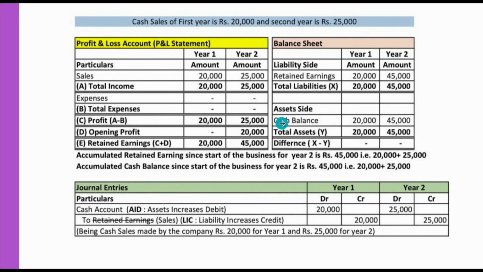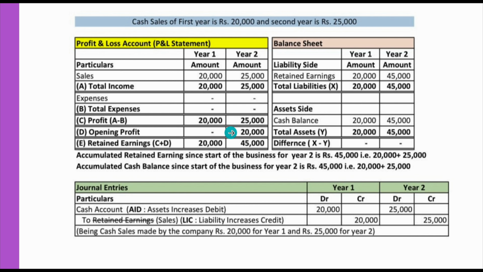Now due to cash sales, cash balance of the company increases by rupees 20,000, which appears on the balance sheet asset side. So total assets is 20,000. So total liabilities is 20,000, total assets is 20,000, and thus our balance sheet tallies. Second year sale is 25,000. So total income is 25,000. There is no expense. So profit A minus B of the second year is also 25,000.